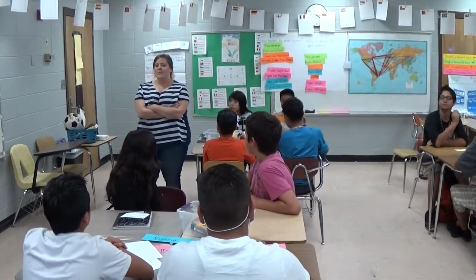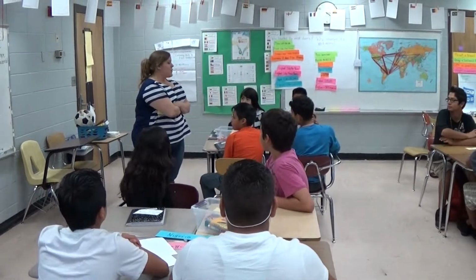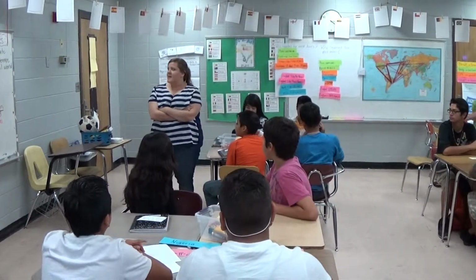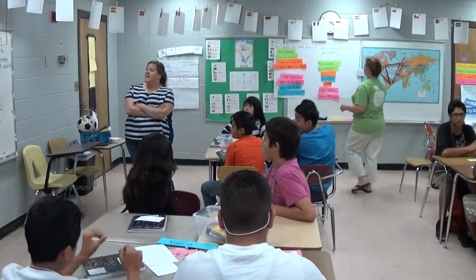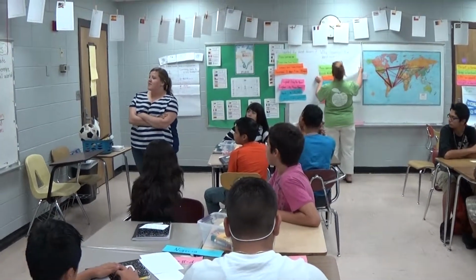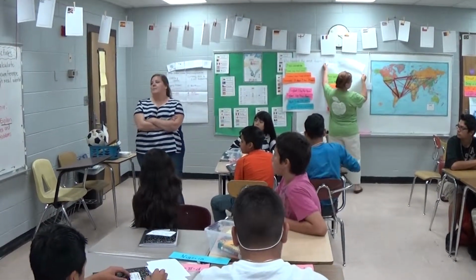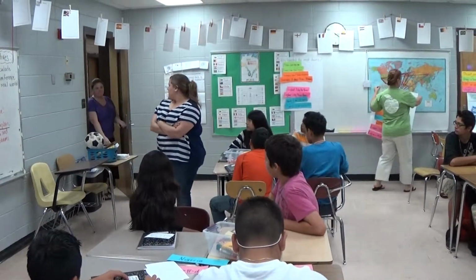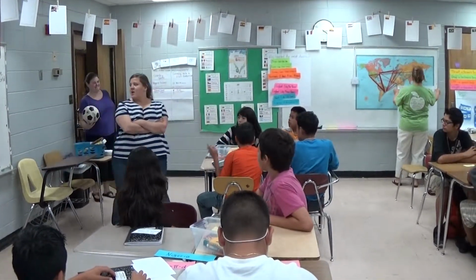Attention. Today we're going to move on. We're going to do a little bit more math today before we go outside. And our objective for this lesson is you're going to calculate the area and circumference of a circle through real-world examples. Our language objective is to read, solve, and explain.